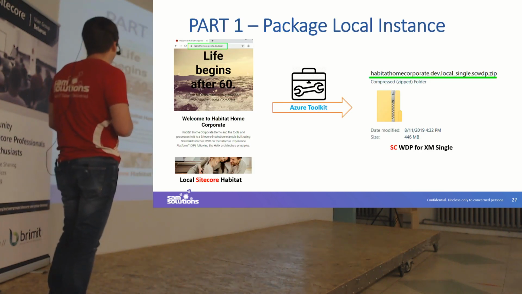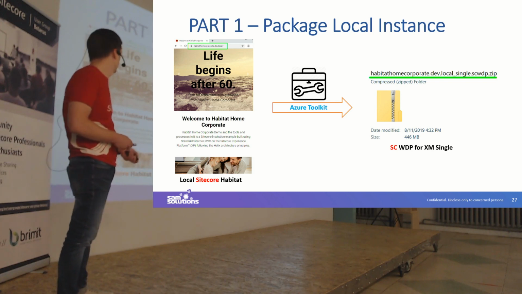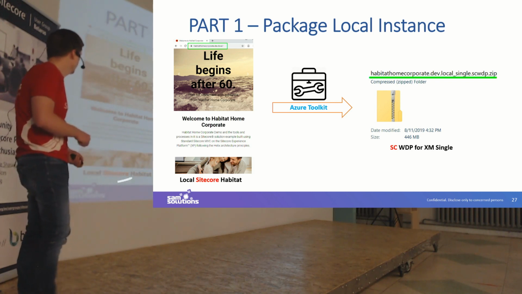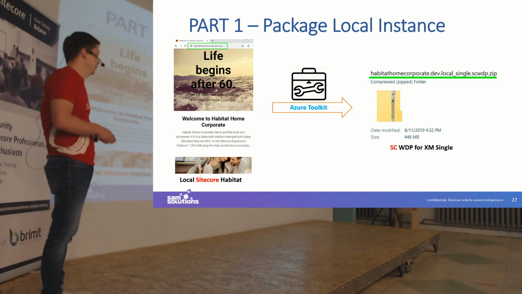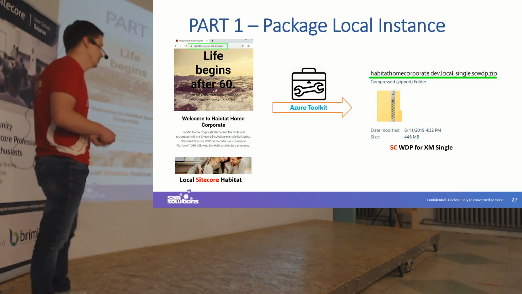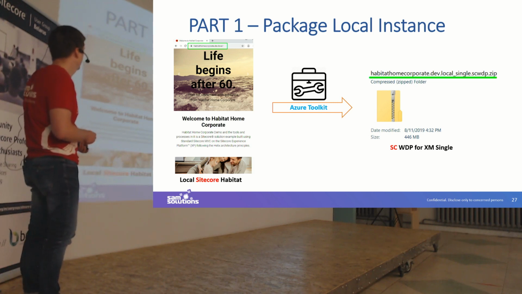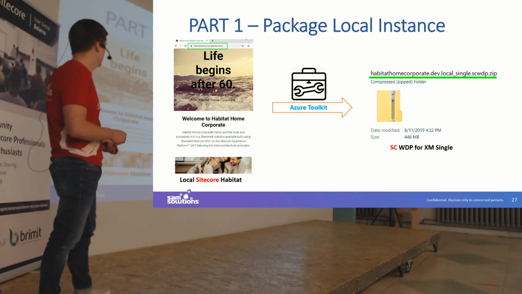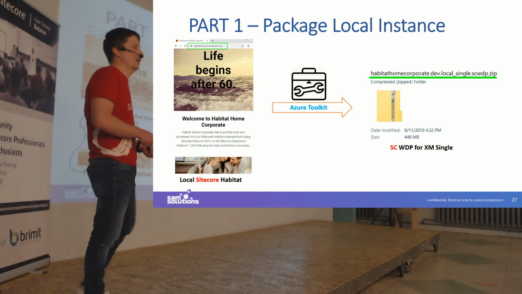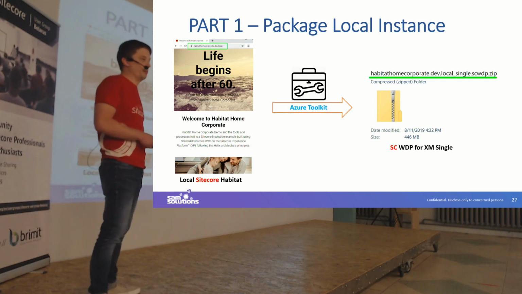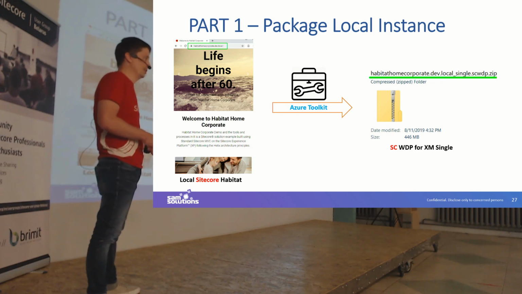Okay, let's start. Part 1, we need to package our local instance. On the left side, I have the Habitat demo corporate site, which was released some weeks ago by the Sitecore guys. It's available on GitHub. And using Azure Toolkit, we will prepare a local web deploy package with the XM single mode.